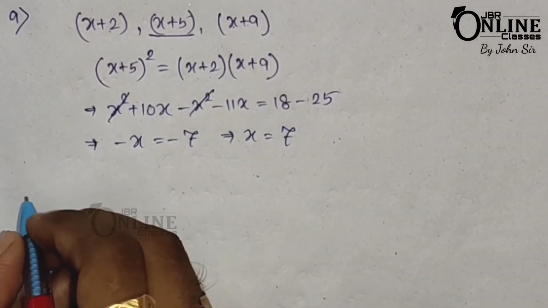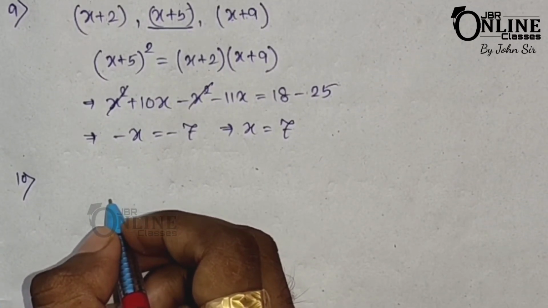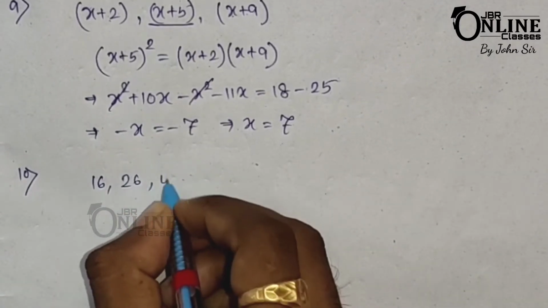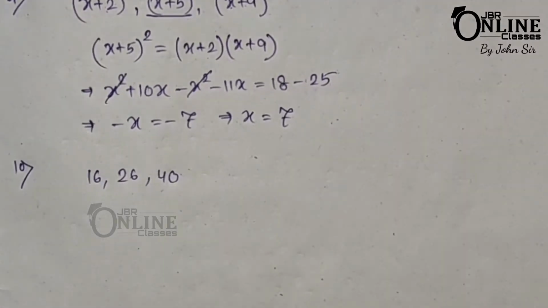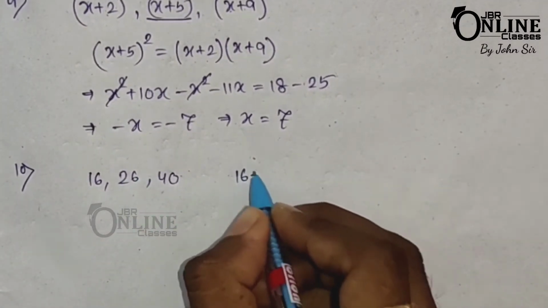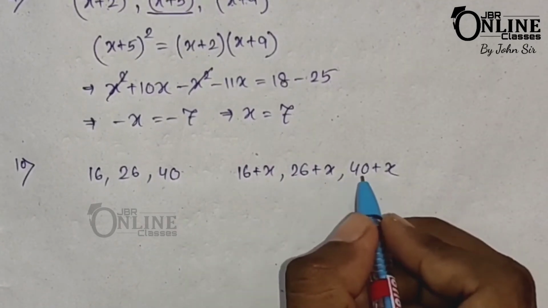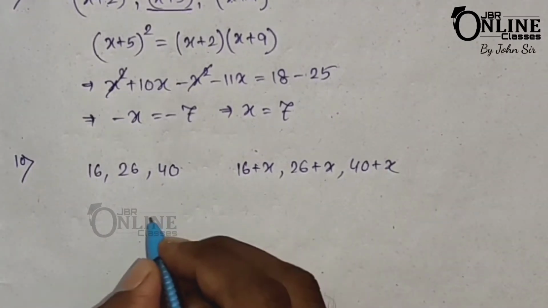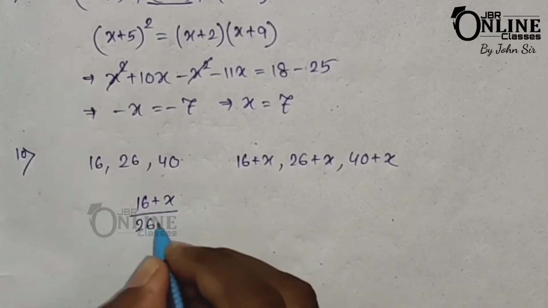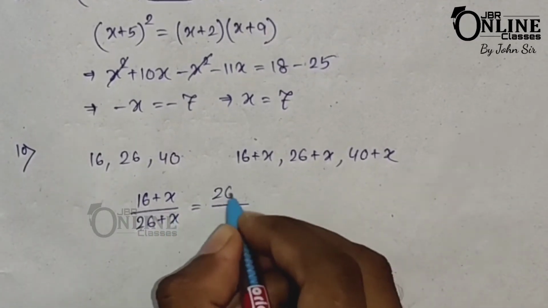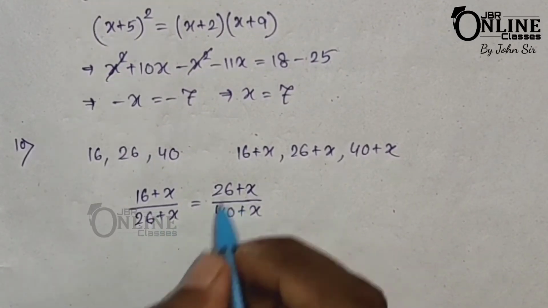Now next one, sum number 10. In sum number 10, what number must be added to each of the numbers 16, 26, 40, so that the resulting numbers may be in continued proportion? So if x is added to these, then it will be 16 plus x, 26 plus x and 40 plus x. Now these three numbers are in continued proportion. So you can write these three numbers in this way: 16 plus x by 26 plus x, then repeat this one, 26 plus x by 40 plus x. Okay, as it is continued proportion, this number will be repeated.